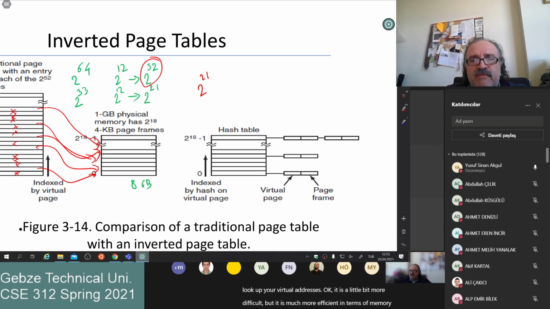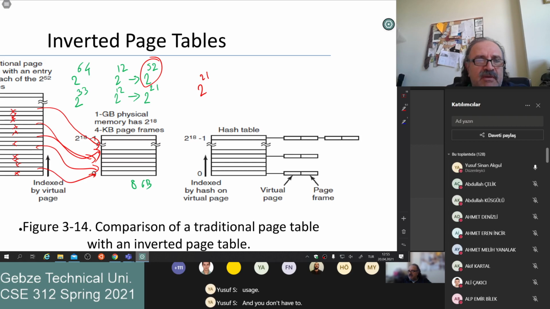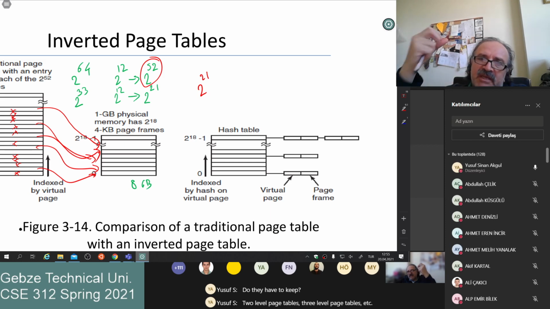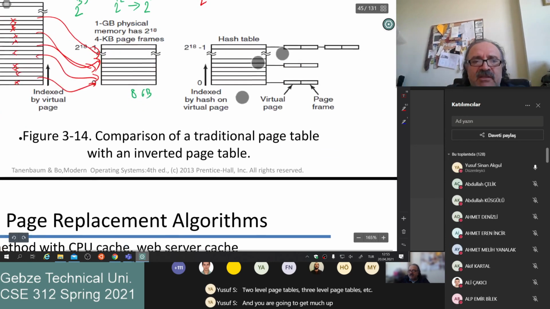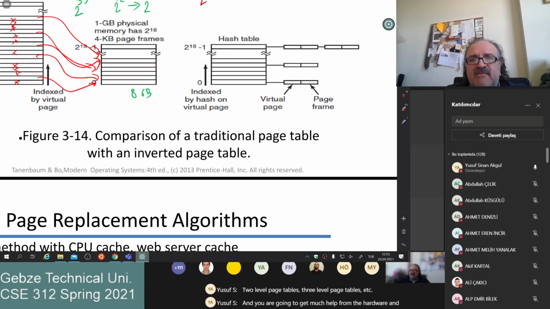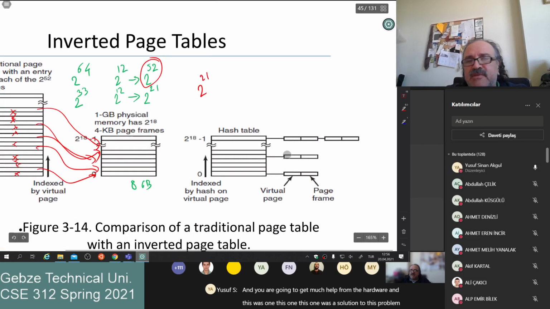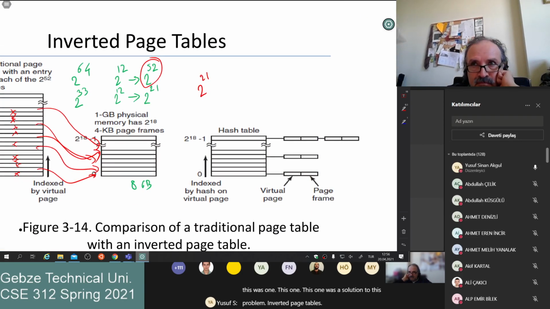And you don't have to keep two-level page tables, three-level page tables, etc. And you are not going to get much help from the hardware. And this one was a solution to this problem. Inverted page tables. Okay. Any questions?